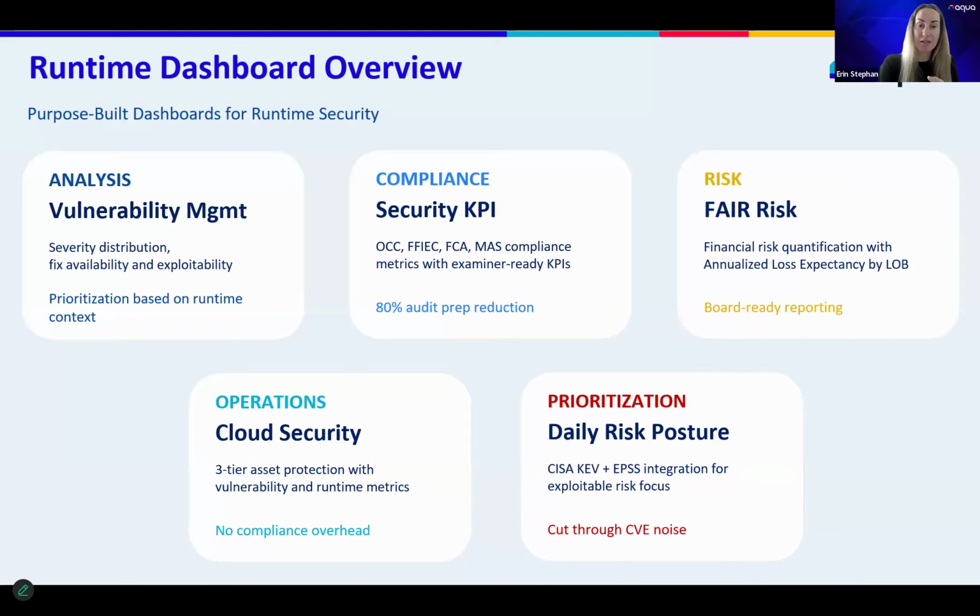Our cloud security dashboard, so being able to see how our vulnerability and runtime metrics are interacting. And then what we like to call our good morning report, or our daily risk posture, so seeing how we are improving based on key security metrics. So this is the overall dashboard suite, just a little taste of what that looks like.